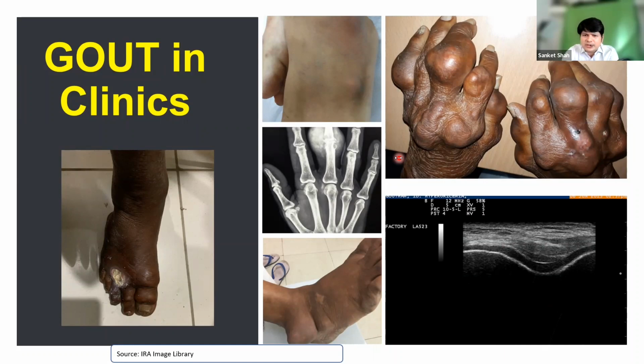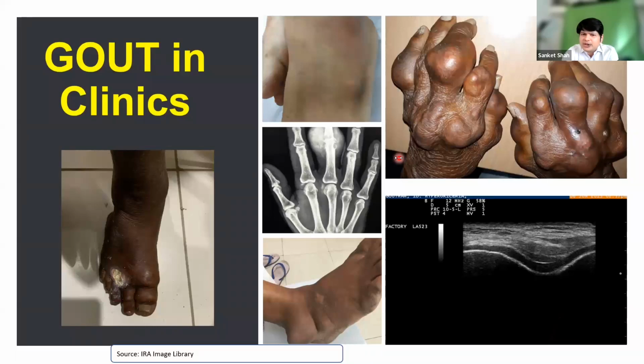If someone comes with repeated episodes of monoarthritis of the ankle or toe without gout-like appearance, how to deal with those episodes? Investigate properly. You do the MSK USG, you see it properly, and then you get the solution done for that.